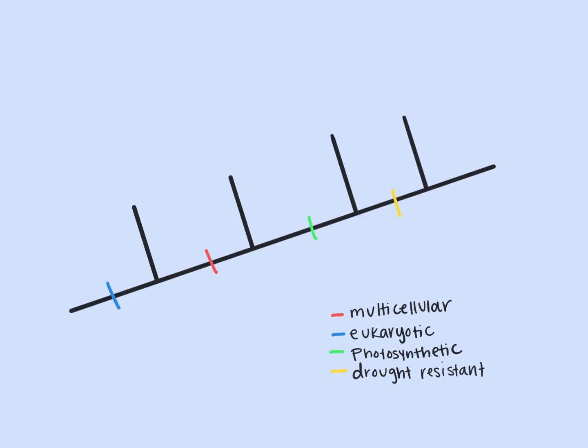So I already have my phylogenetic tree. I already have my traits written out. So the traits that we have on our tree are multicellular, eukaryotic, photosynthetic, and drought resistant. So first up, my trait that comes up first, all the way in the past, is eukaryotic. So what is eukaryotic?